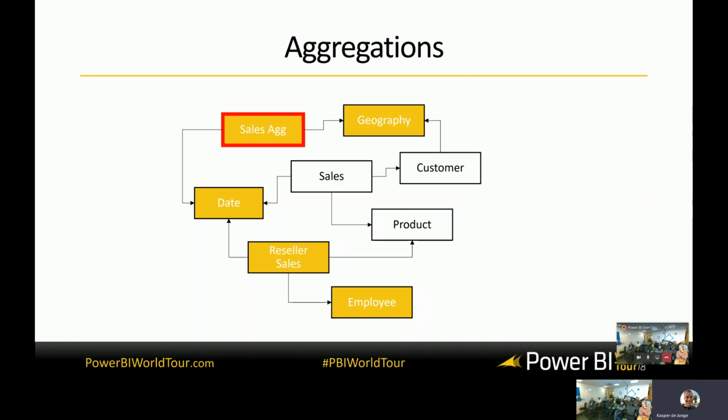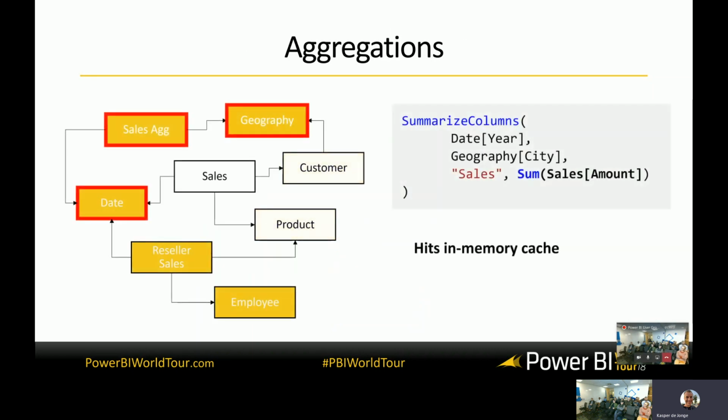So in this case, we have the sales aggregation table that we've used to look at sales data by geography and date. But the customer, well, if we want to look at customer by date, then it's using DirectQuery. So what happens is when I generate a query like this, and again, we don't write these queries ourselves, it's what the engine does for us, Power BI does for us.